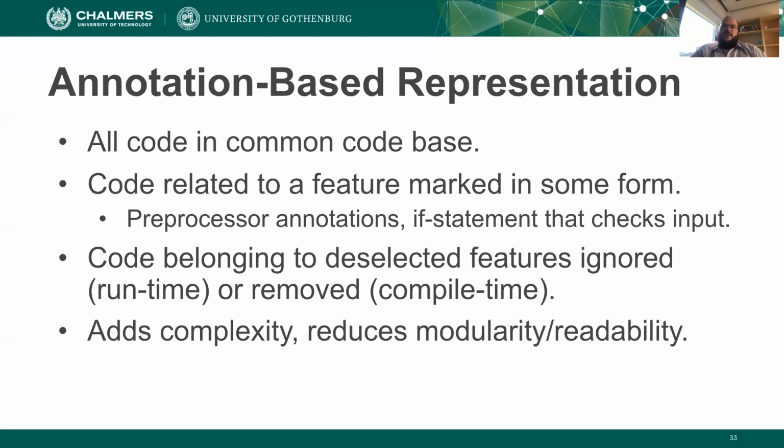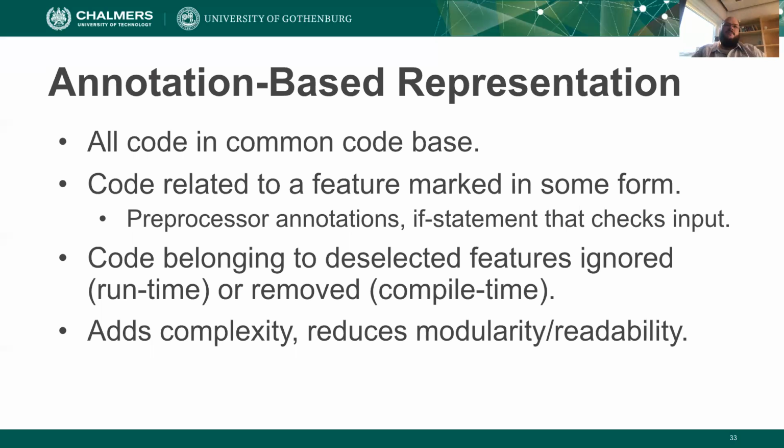So during product derivation, all the code that belongs to deselected features or invalid feature combinations is going to either be ignored at runtime or removed at compile time to form the final product based on what these annotations say should be done. Annotation-based approaches are pretty widely used in practice, and they are what we focus on mainly when we talk about implementation, because they're easy to use. They're already natively supported by programming environments. I mean, an if statement is already part of the language itself.